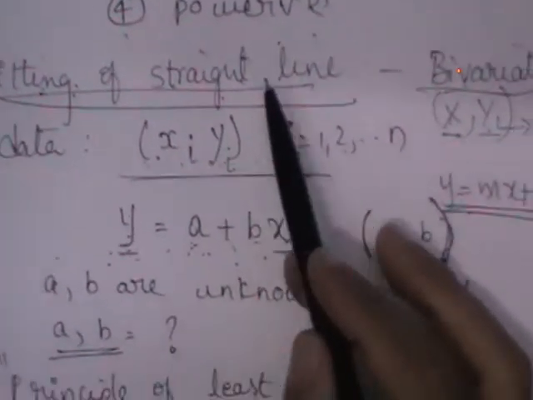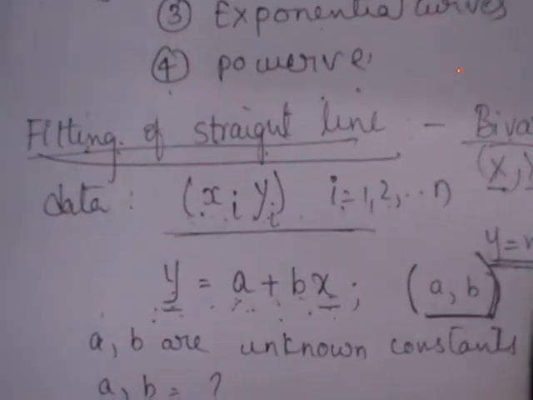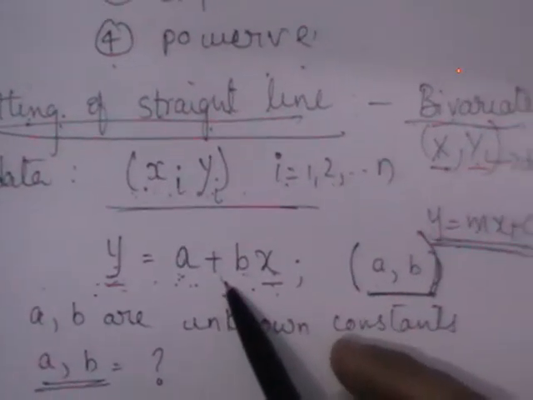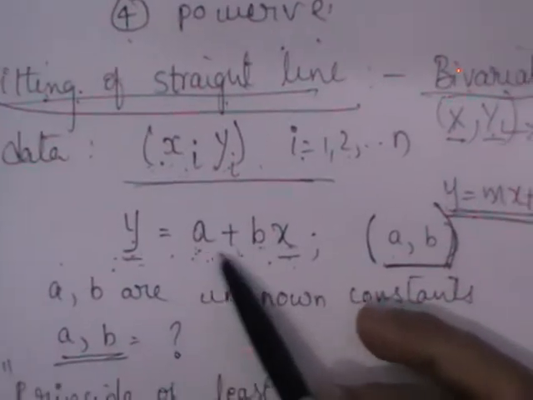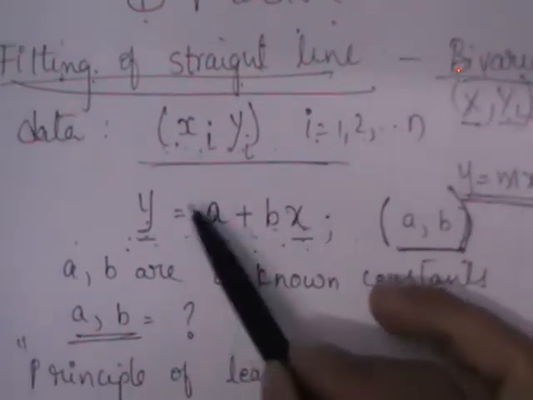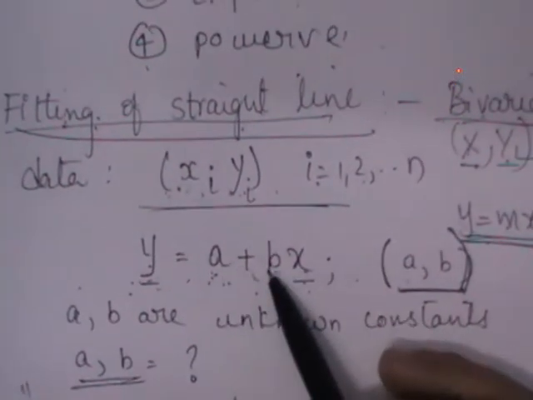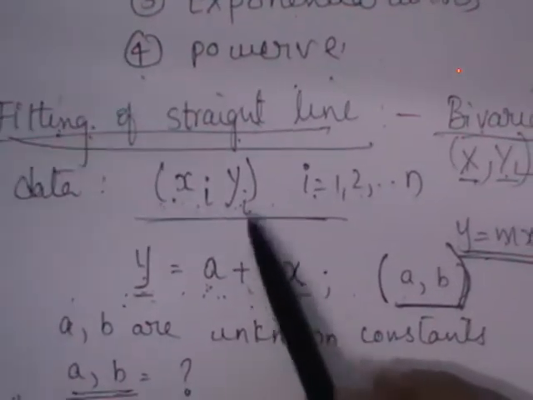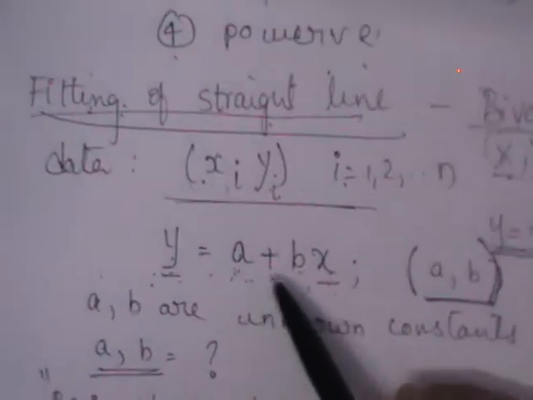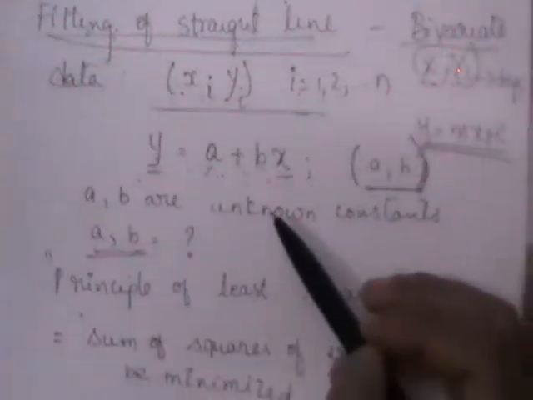Which line are you fitting? Straight line. We know that the general form is mx plus c. In the same one, I am writing with changed constants: y is equal to a plus bx. Here x and y are the variables, a and b are the unknown constants. So if you want to fit the straight line, you should find out these two constants a, b.